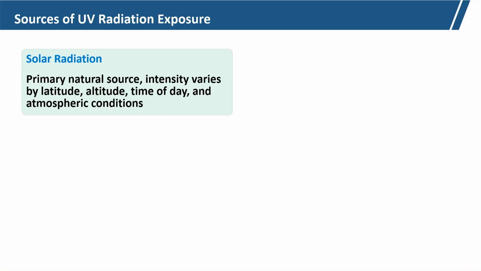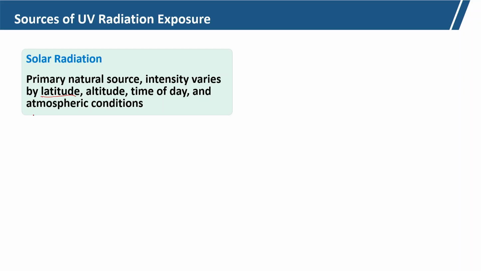Latitude, the location on the earth in which we are, also matters. Depending on that, the solar radiation intensity changes. Even altitude matters: as we go above sea level, the intensity of the solar radiation increases.